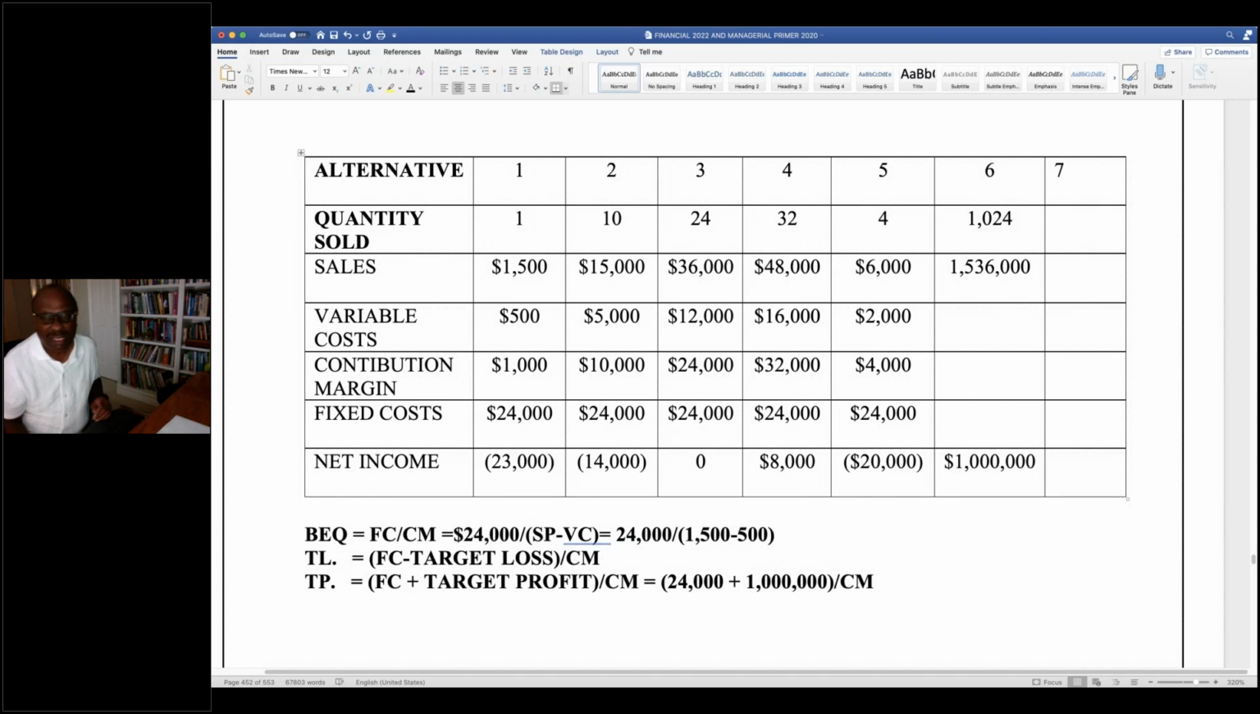What happened here? What's our cost? $512,000. What's our contribution margin? $1,024,000. We subtract out the 24,000 and have the $1 million. Any questions? Can everybody do this?